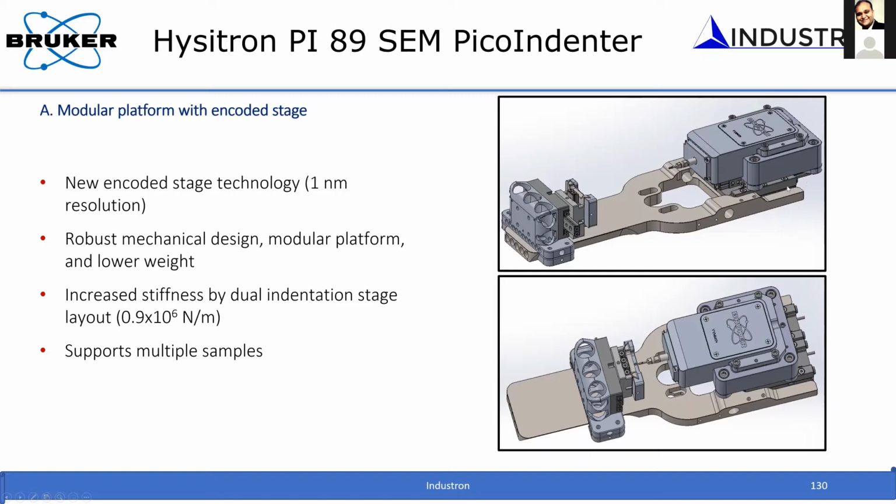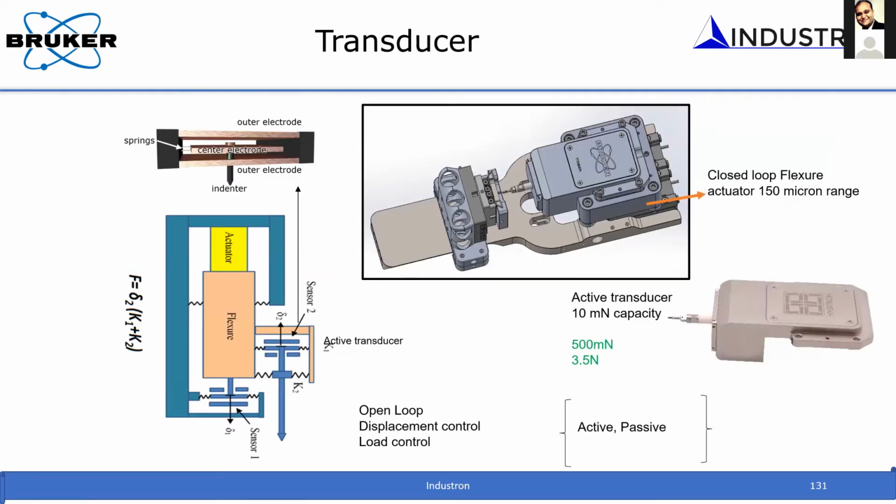These linear stages have encoders with about 1 nanometer resolution. This is a robust mechanical design. They are very stiff, with very high stiffness. For mechanical testing, you need very high frame stiffness. This whole system can be mounted in an SEM, and I have one slide to show that. So let's look at how this whole arrangement is done with this frame.